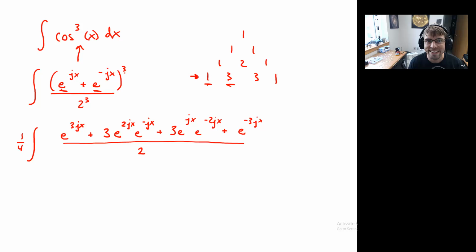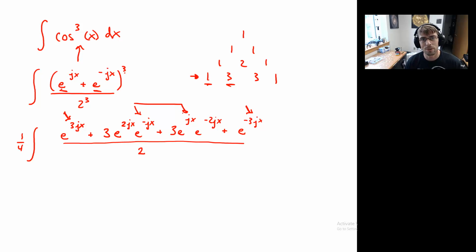Good so far? Well, hopefully you see now. Now look at this. I'm going to combine the cubed one right here, and I will combine these two. In other words, I'm going to use Euler's relation in reverse.